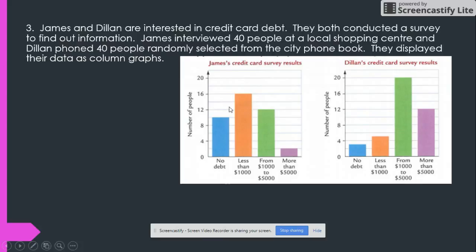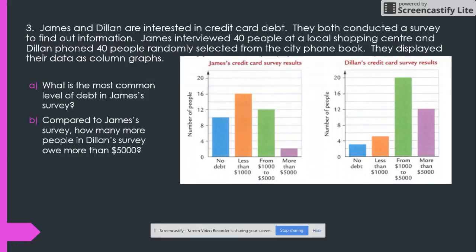So they've got the amounts of people, with no debt, less than 1,000, from 1,000 to 5,000, and then more than 5,000, which is what he's done, and their number of people on the side. The question says, what is the most common level of debt in James's survey? So there's James. His most common was less than 1,000. Okay, that was the most people.